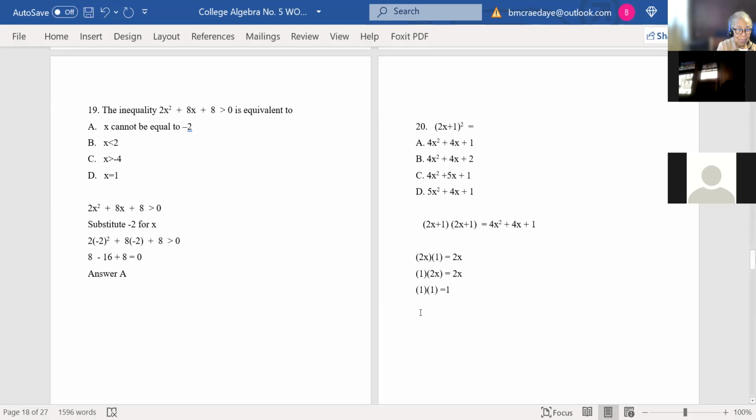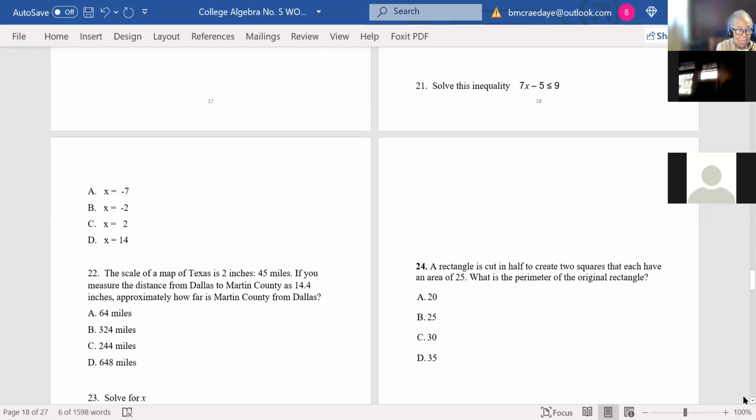I said it was C. No. What's the answer? It was A. A, that's right. I did this one, but I must have forgot which one to pick. There's the answer, 4x squared plus 4x plus 1, which is A. That's number 20. Okay, so let's go to 21.